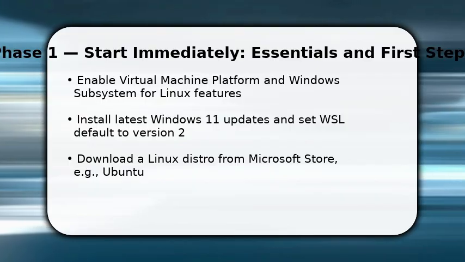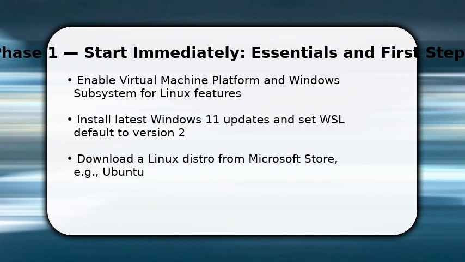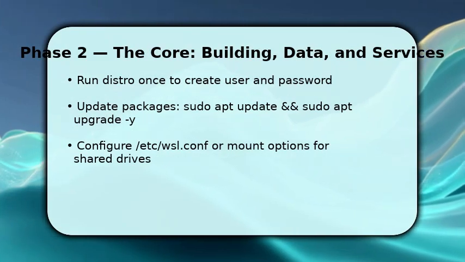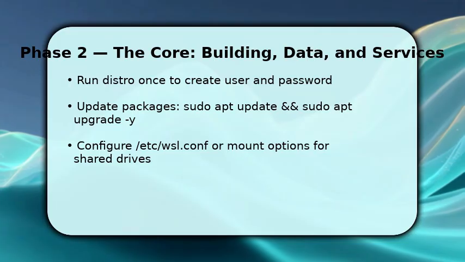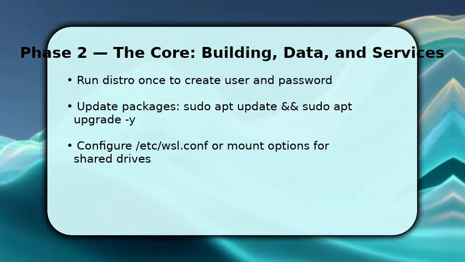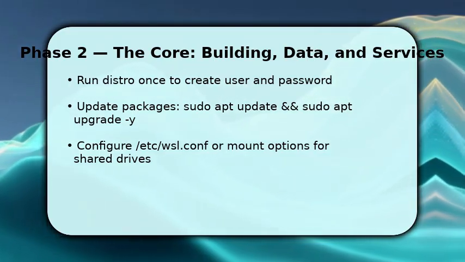Once done, install your chosen Linux distro from the Microsoft Store, because the distro provides the userland tools you'll use immediately. Now you configure the distro. Launch it to create your user account and password, since that initializes the file system. After that, update packages so tools match the kernel. Use sudo apt update and sudo apt upgrade to reduce compatibility issues.